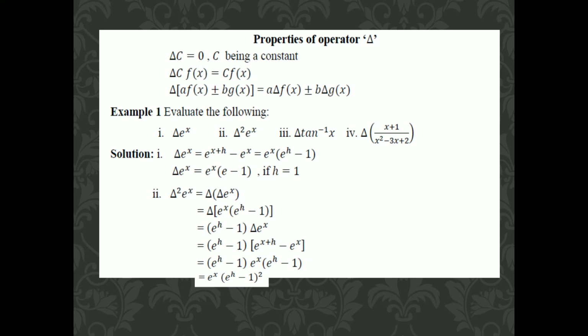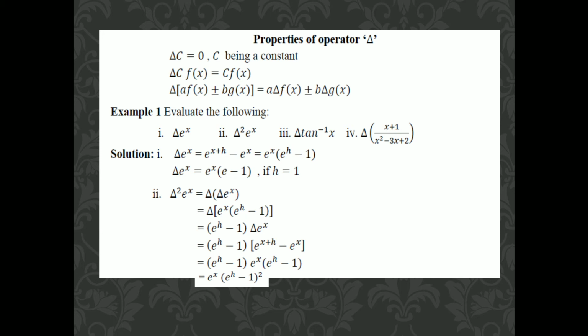Similarly, we can evaluate the second example. So delta square e raised to x means here we have to operate delta 2 times on e raised to x. So we can write delta into delta e raised to x. First of all, operate delta on e raised to x the first time and keep the remaining delta outside this bracket. So delta into e raised to x into (e raised to h minus 1). From the first example, we already have the solution of delta e raised to x.